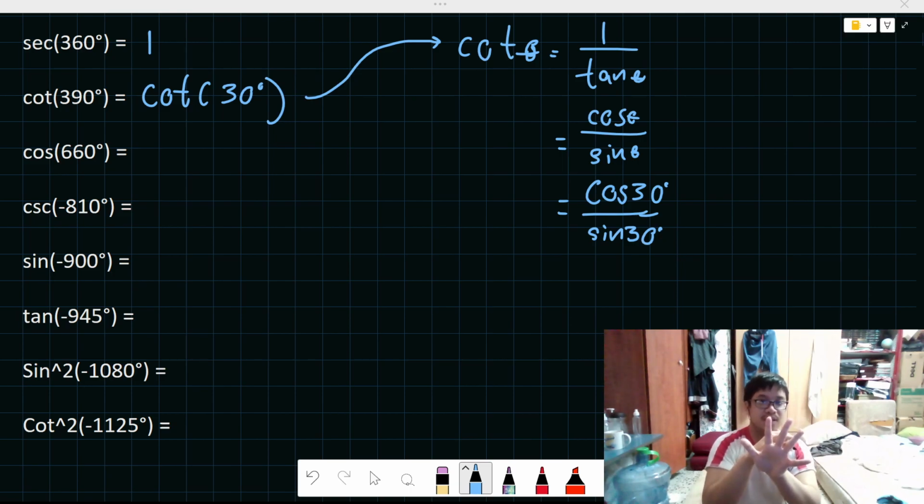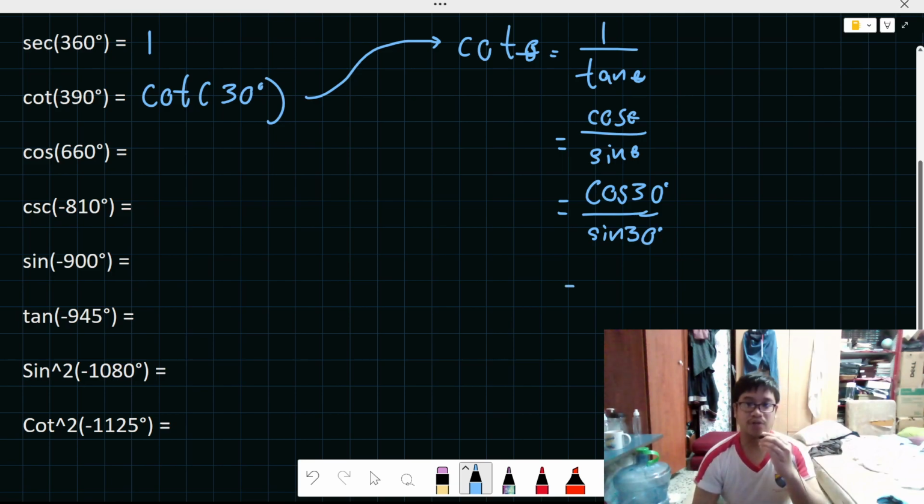So what is this? This is 3. The pinky finger is 3. Now we are going to square root it. What's the square root of 3? We will have square root of 3. Then you divide it by 2. So you will have square root of 3 over 2 as a result.